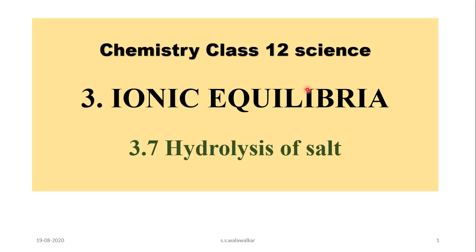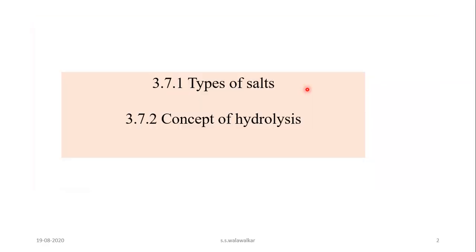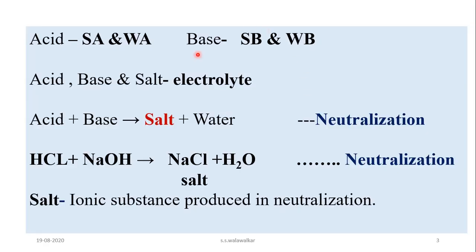Today in this lecture we will study about hydrolysis of salt. Now in this lecture first we will study about types of salt and then concept of hydrolysis. So you know that acids are of two types, strong acid and weak acid. And bases are of two types, strong base and weak base. And all these acids, bases and salt are electrolytes. You also know that electrolytes are of two types, strong electrolyte and weak electrolyte.